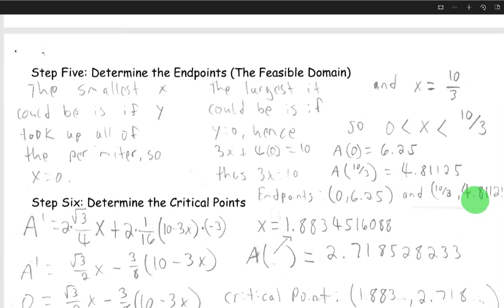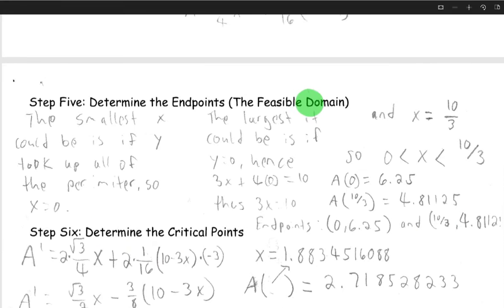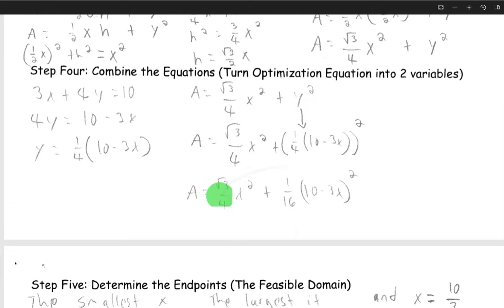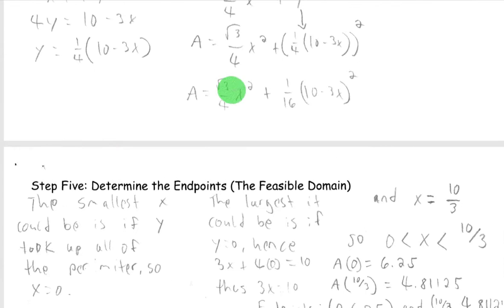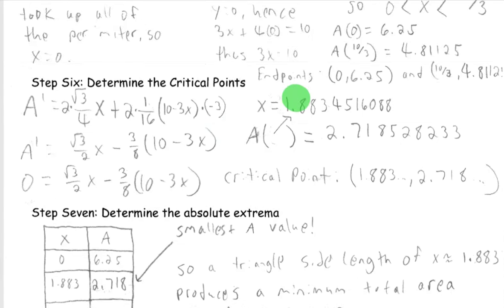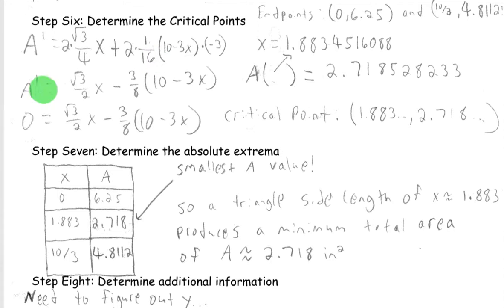But we want a minimum amount of area, and we also need to figure out the critical points for step 6, because we might end up with an area that's smaller with one of our critical values. So we're going to take the derivative of our optimization equation. So we have to take a derivative of this and then figure out the critical values. Here's going to be our derivative, A prime, using the power rule mixed with the chain rule right here, because we have to multiply by negative 3 once we move the 2 down. So there it is, A prime is equal to square root of 3 over 2 x minus 3/8 (10 minus 3x).